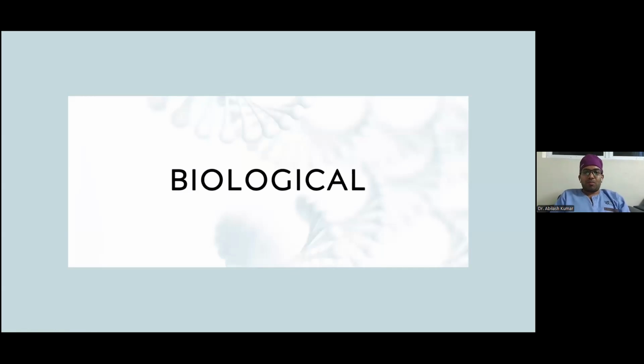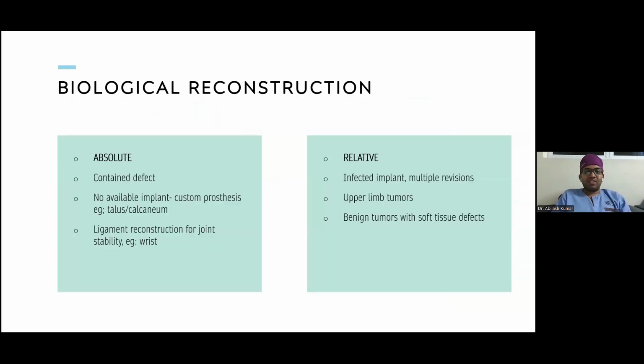Next, we are going to talk about a bit of biological reconstruction. So when we talk about biological reconstructions, we actually have an absolute and relative indication. Now, absolute indications for biological reconstruction involve a contained defect. Sometimes in tumors of the lower limb, especially involving the midfoot and hindfoot, there's no available implant. But nowadays, we can get a custom prosthesis, especially for the calcaneum and talus. And also for ligament reconstruction in the upper limb, especially around the wrist, which we don't have a good implant yet, so we can opt for usage of biological reconstruction.